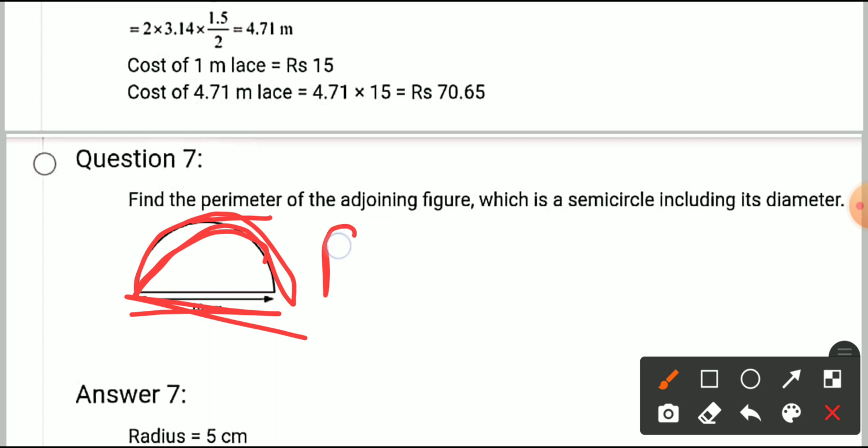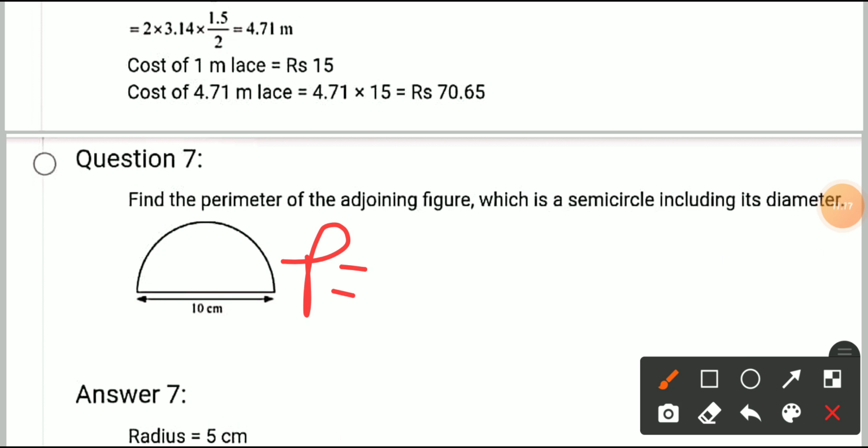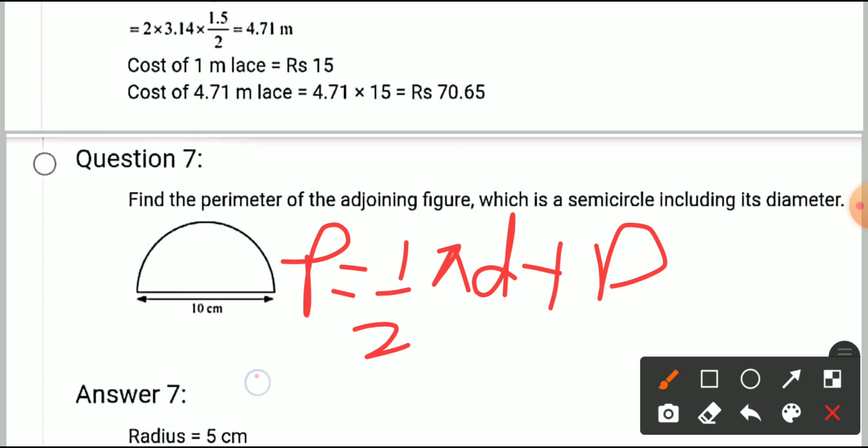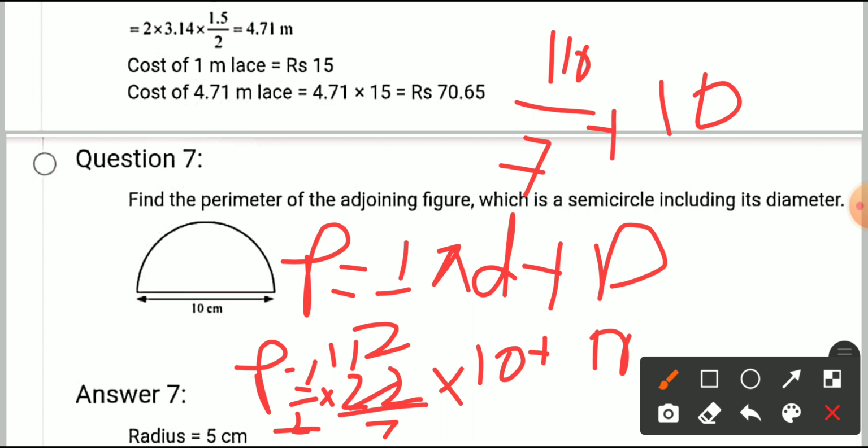So to calculate the perimeter of the semicircle, what will you do? Circumference of the semicircle plus diameter. So what is the formula? Perimeter: the circumference of a half circle is 1 upon 2 pi d, plus d. We will use 22 upon 7 here, 1 by 2, and d is 10, plus 10. Use this formula. 2 11s are 22. Here we will have 110 upon 7 plus 10. Try to solve by yourself, then you will get how I am getting this.